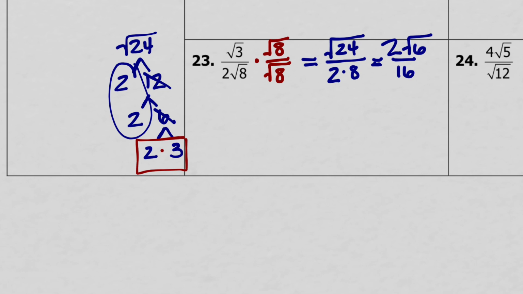Okay, this 2 and 16 simplify. 2 goes into both of them. 2 divided by 2 is 1. 16 divided by 2 is 8. All right, so in the numerator, I have 1 times square root of 6, which is just square root of 6. In the denominator, I have 8.